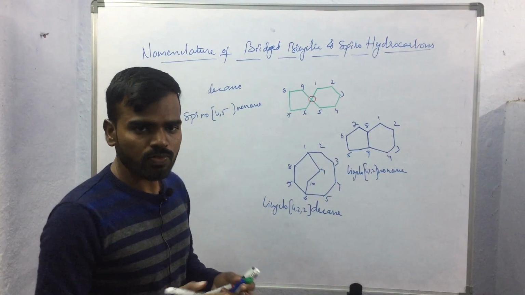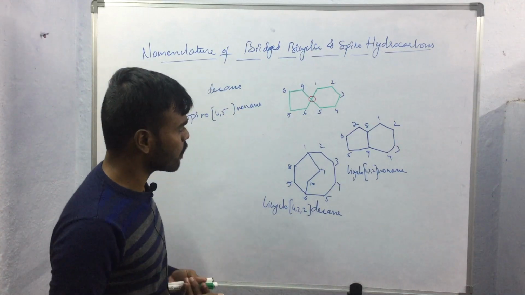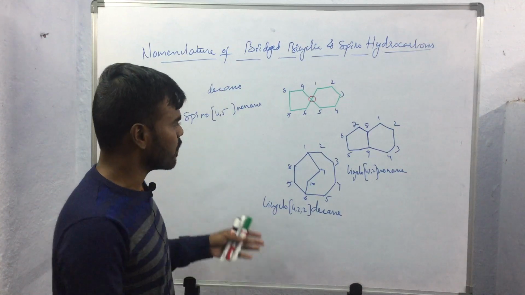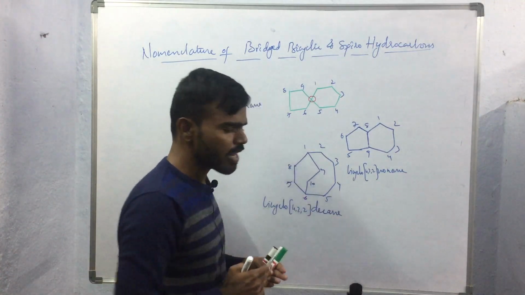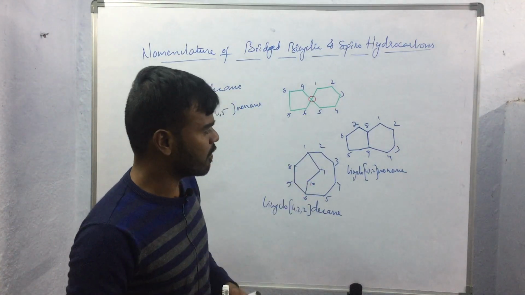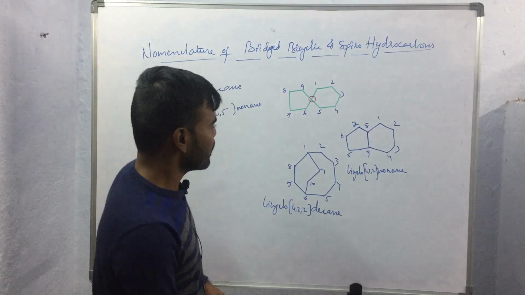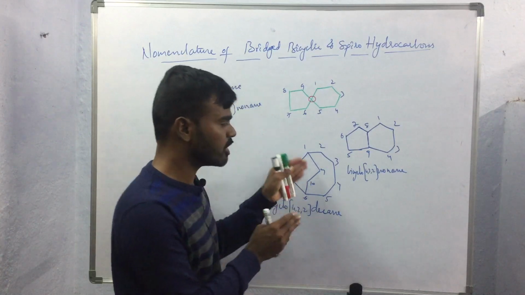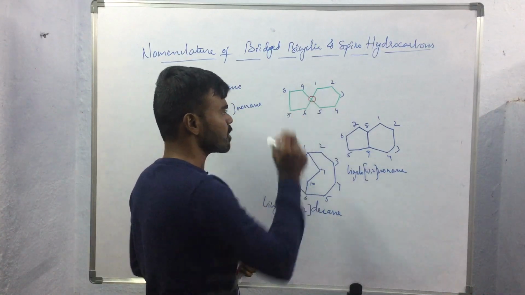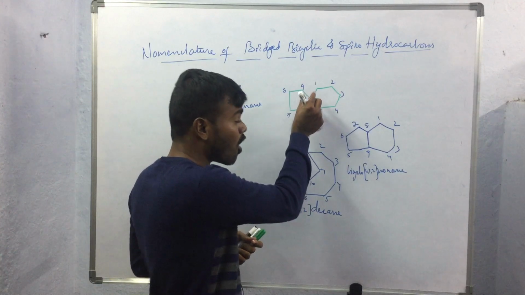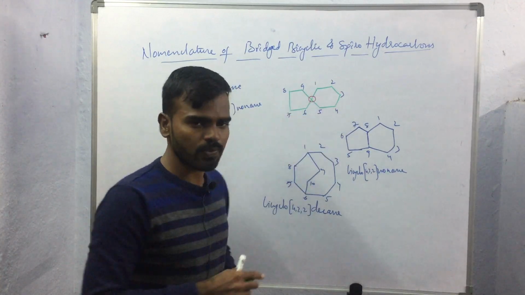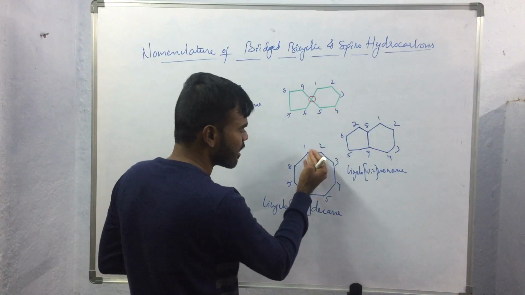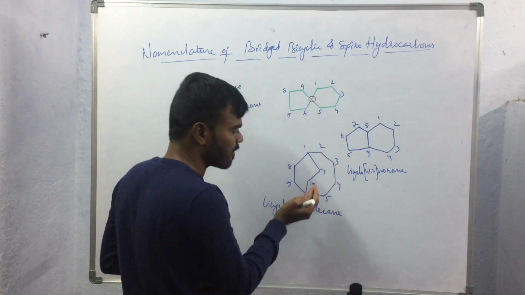Okay, remaining rules will be the same. So the first rule, we have to select the highest priority functional group. Secondly, we have to count the total number of atoms present in the compound. Then we have to identify the bridgehead atoms and bridge atoms in case of bridged bicyclic compounds, and the spiro atom or common atom in spiro-fused compounds. Then we have to count the total number of atoms that are present in each path.